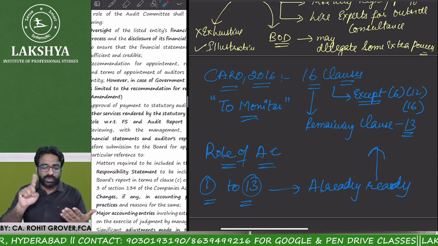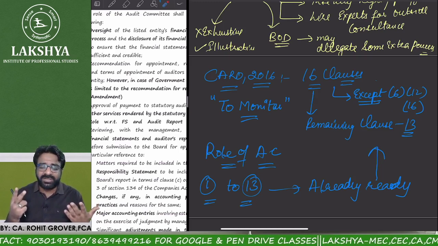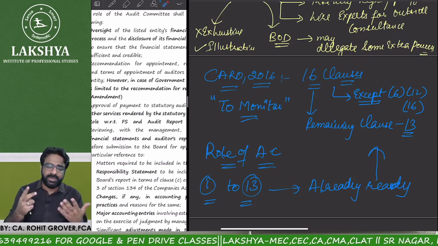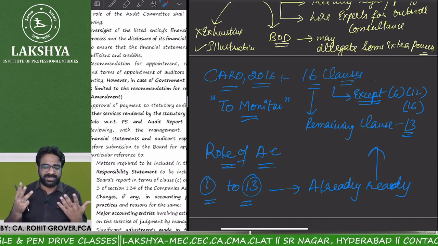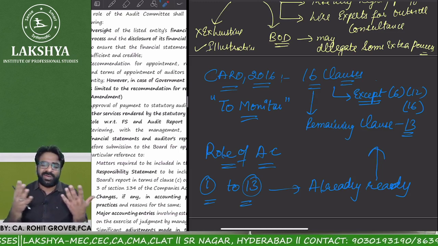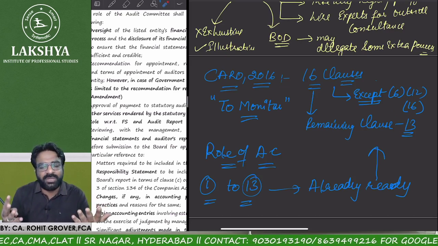Clause number 6 we don't have to do. Clause number 7: to monitor that undisputed statutory dues have been paid on time. To monitor that the company is successfully repaying all its borrowings. To monitor that if the company has raised any IPO, FPO, debentures or term loans, the end use of such borrowings is being properly utilized.